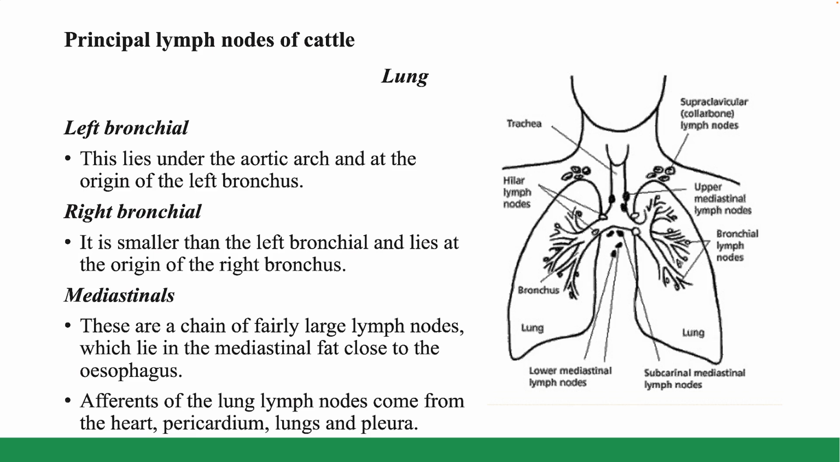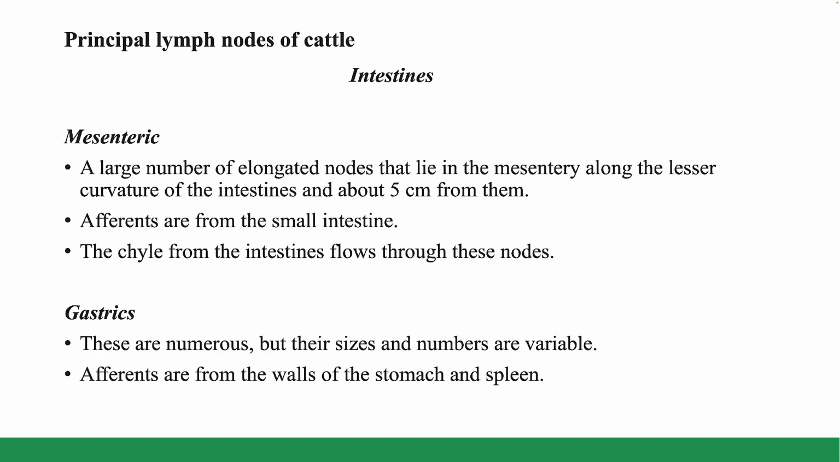And then we have lymph nodes of the lung. We have the left and right bronchial lymph nodes, and then we have lymph nodes at the middle, the mediastinal lymph nodes, which go along the esophagus as well. Then we have lymph nodes of the intestines, which are normally hidden around the mesenteries. And then we have the gastric lymph nodes. We rarely use these lymph nodes during inspection, but mesenteric lymph nodes are a good indication of a lot of diseases as well.